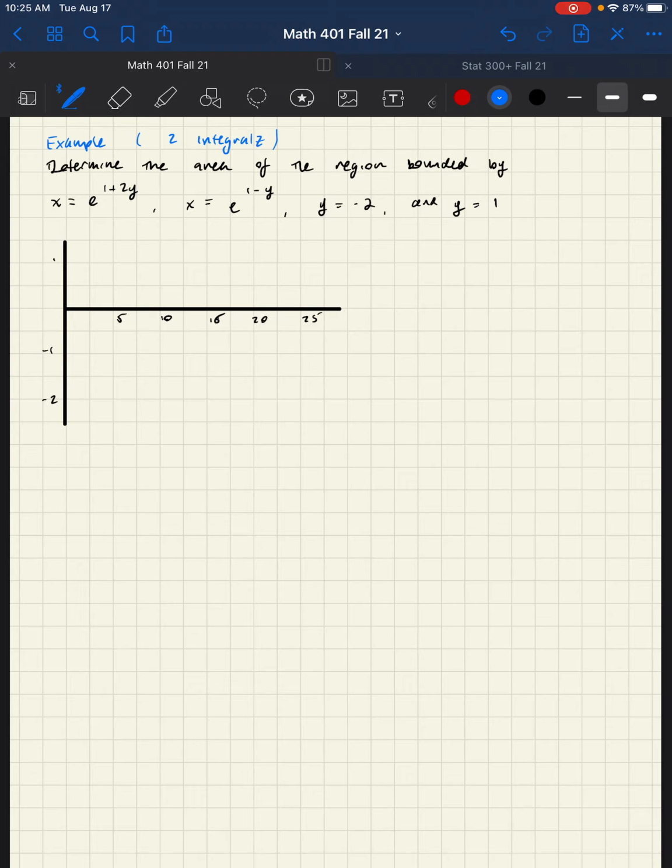you should get something that looks like, if you plug in 0 for y, you get e. So it would cross e somewhere over here. And it crosses the x-axis at some point and then comes back down. So it looks something like this. And then the other curve will look something like this.